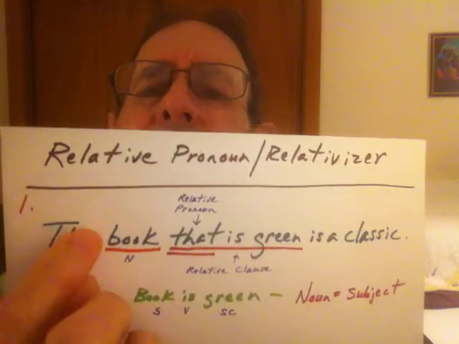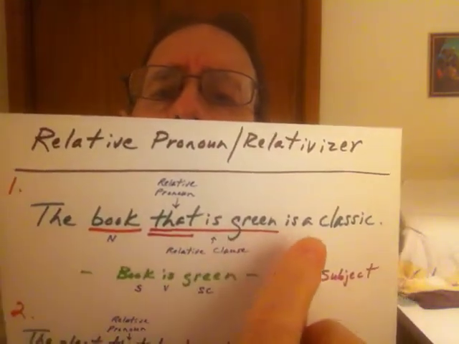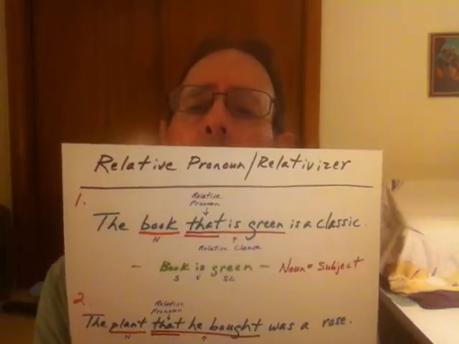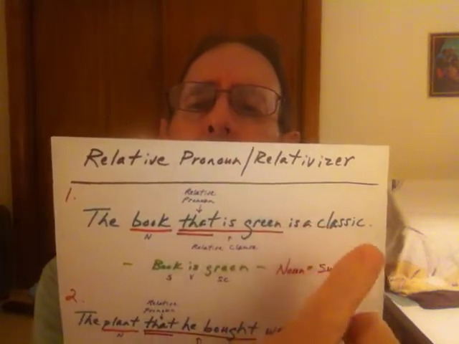Now, got to keep moving because this is very difficult. Now, the relative pronoun and relativizer, that's what they call it, relativizer. That's a crappy word. Anyway, so let's look at examples of how the so-called relative pronoun is used in contemporary times, okay? Let's use this sample sentence. The book that is green is a classic, okay? The book that is green is a classic.